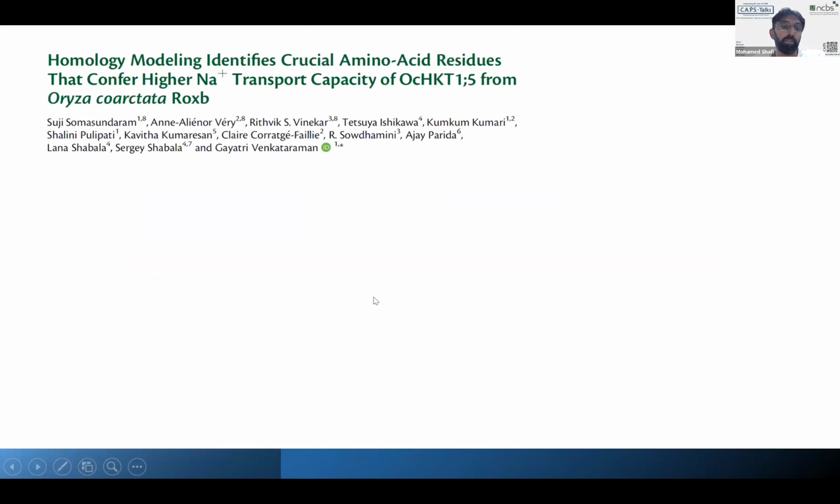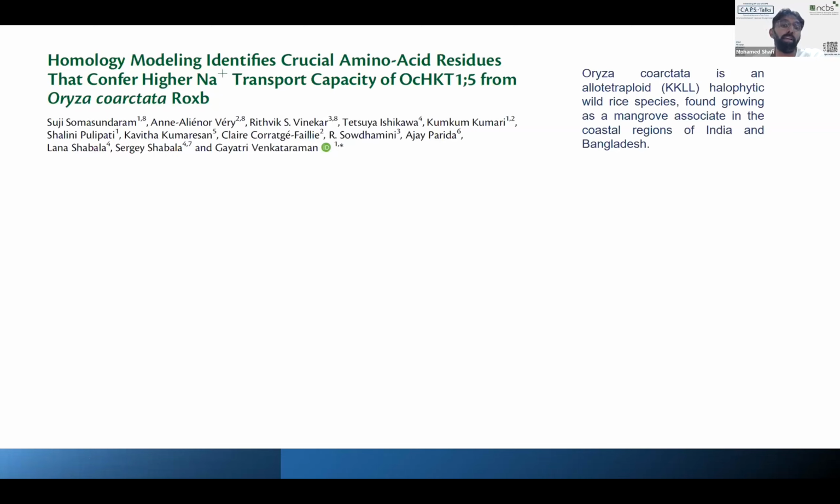Okay, so Ritvik and ma'am started modeling this HKT protein. HKT protein, as we know, is a membrane protein and it's very dynamic. There is no crystal structure available, and we selected Oryza coarctata, an allotetraploid plant. This is a very saline tolerant plant and is found growing in the coastal region of India and Bangladesh.